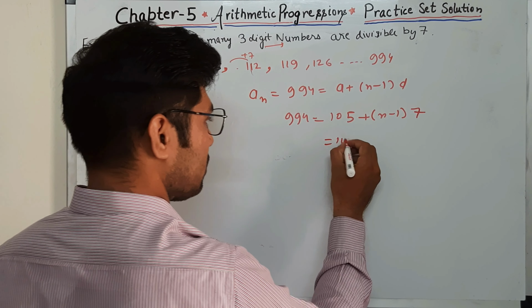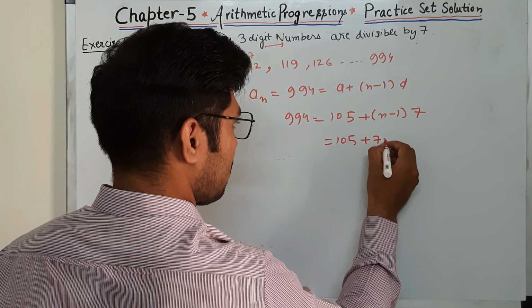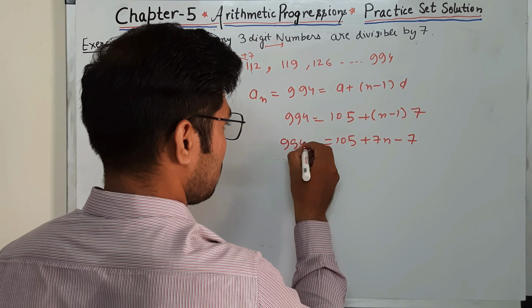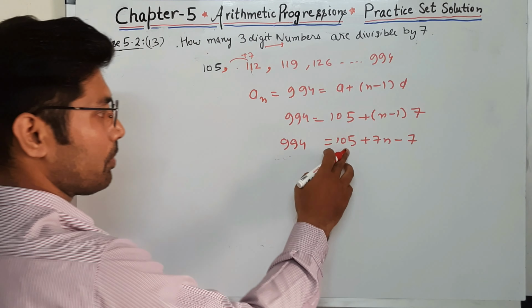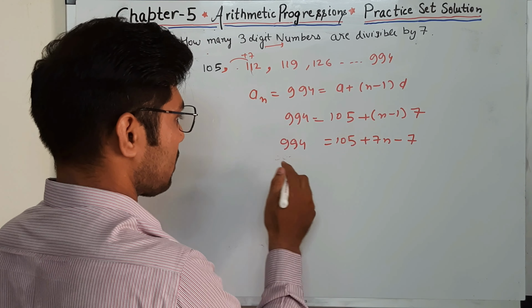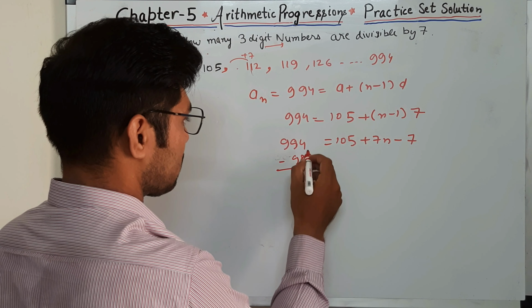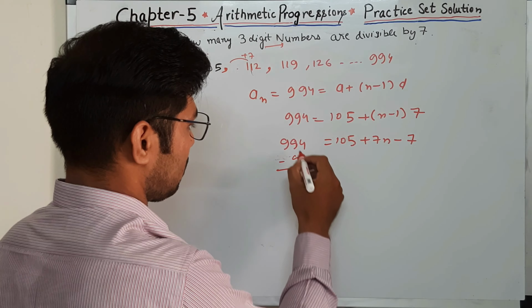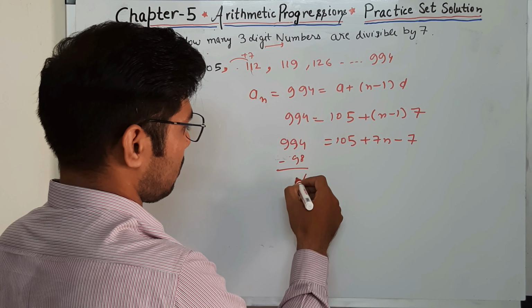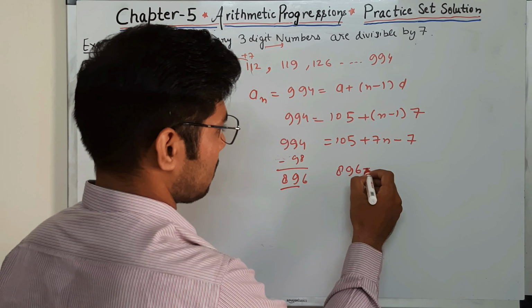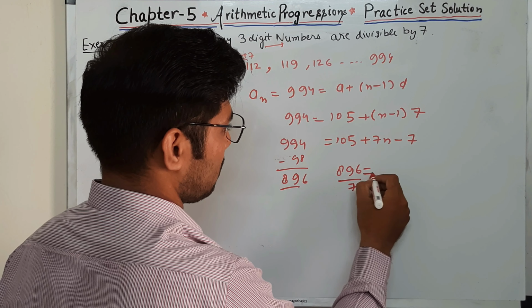So it will be 105 plus 7n minus 7, 994. Okay, once you subtract, you will get 98 minus 994. So if you subtract minus 98, you will get 896. So 896 upon 7 is equal to n.